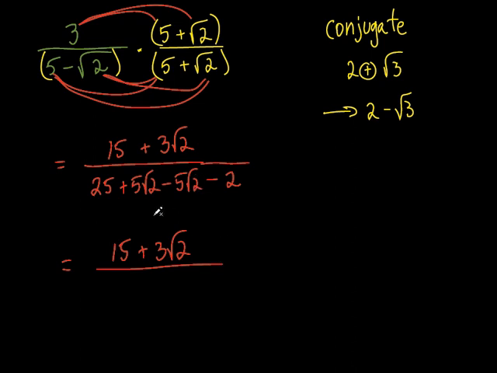Let's do the bottom, though. Look at this. Positive 5 square root of 2 minus 5 square root of 2. That cancels, that cancels. Look what you're left with. 25 minus 2. What's 25 minus 2? It's 23. And now that's your final answer.